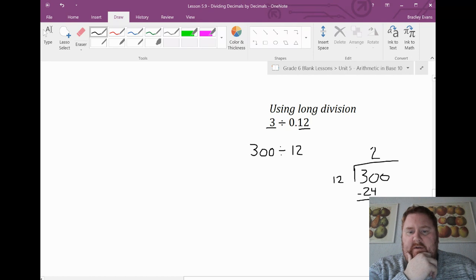Subtract those. We're going to be left with 6. Bring down the 0. 12 into 60 goes 5 times. That's 60. 60 take away 60 is 0. No remainder. So both of these expressions here are going to give me a quotient of 25.